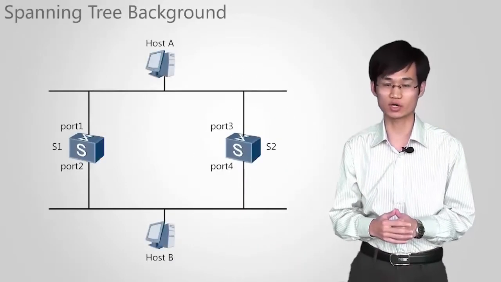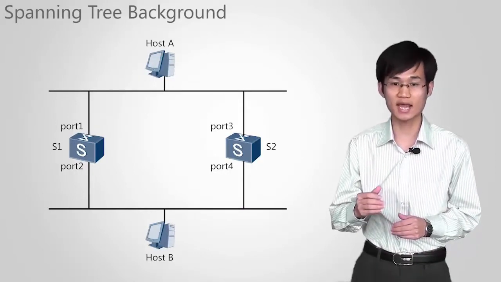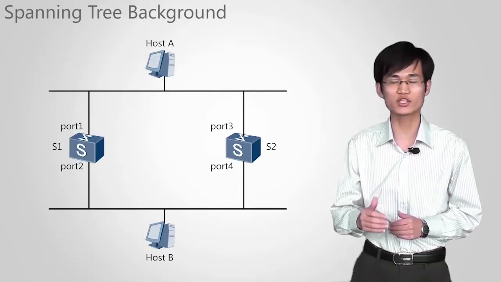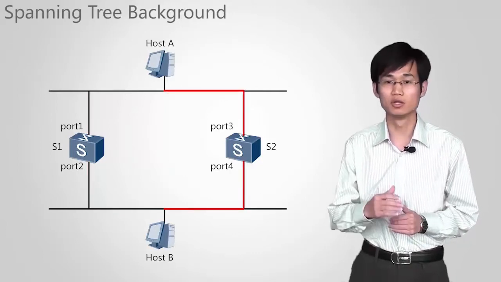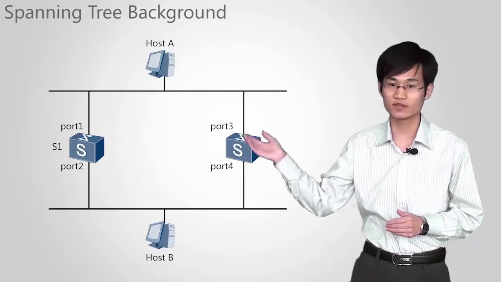On complex networks, to implement redundancy, network designers tend to deploy multiple physical links between two devices, one of which is the master and the others are the backup. Loops may occur on the network. Let's look at the figure.